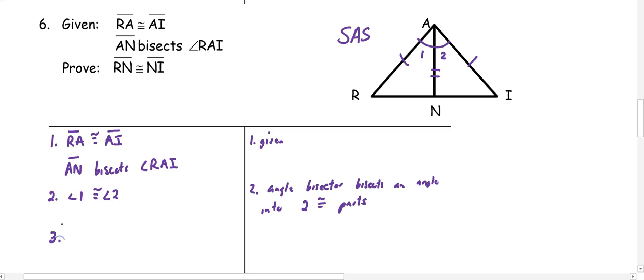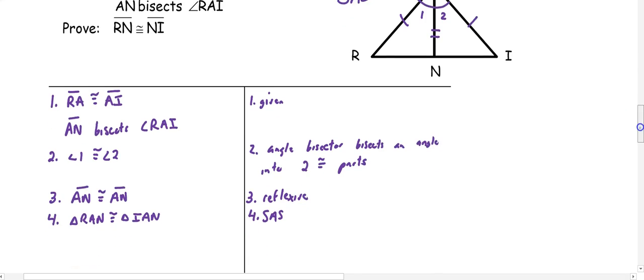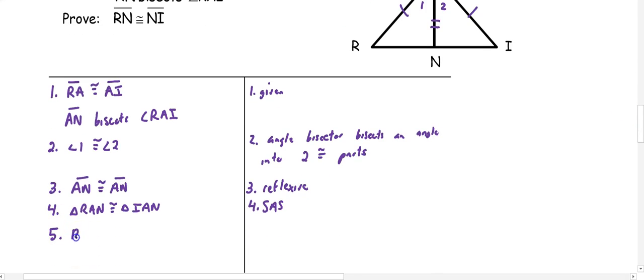And then in our third step, the other thing that we also marked was that AN is congruent to AN by reflexive property. Now that we have three pieces of information, we can prove that the triangles are congruent. So triangle RAN is congruent to triangle IAN, and we said by side angle side. And then our last step is that proof statement. So step 5, RN is congruent to IN by CPCTC.